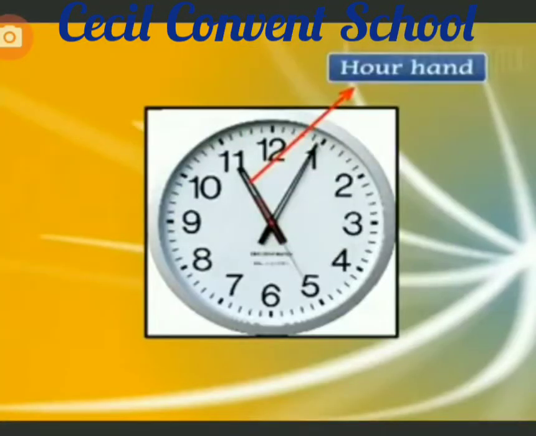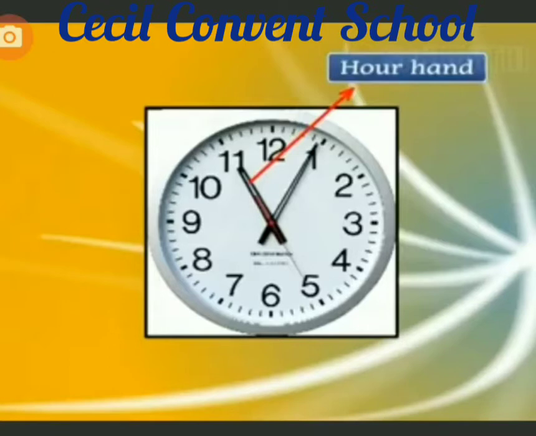So this hour hand completes one round in 12 hours. If it wants to complete 2 rounds in 1 day, how many hours does it take? It takes 24 hours. Clear, students? And 1 hour is equal to 60 minutes. How? Because you are able to see in this there are 60 divisions.